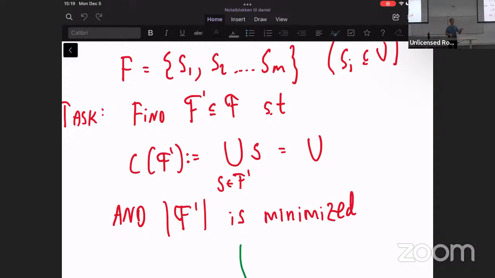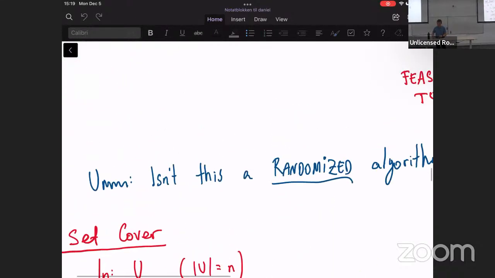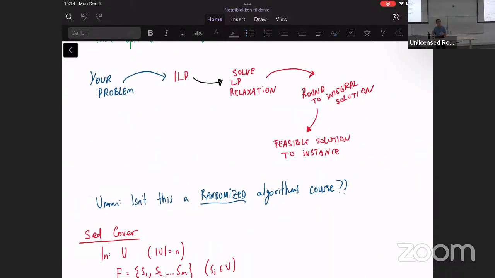If we turned edges into elements and vertices into sets, where the set corresponding to a vertex contains all the edges incident to the vertex, then the minimum size set cover for this set system corresponds precisely to a minimum size vertex cover of your original graph. All right, let's try to go through this scheme for set cover.